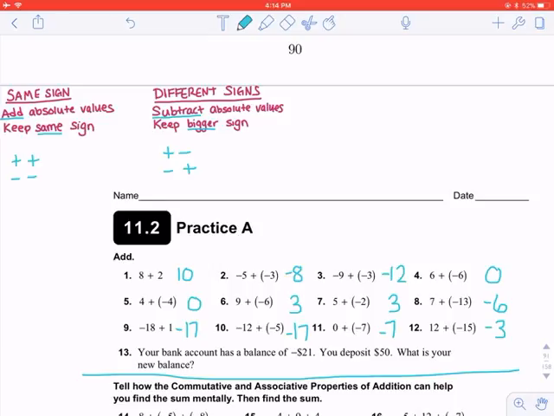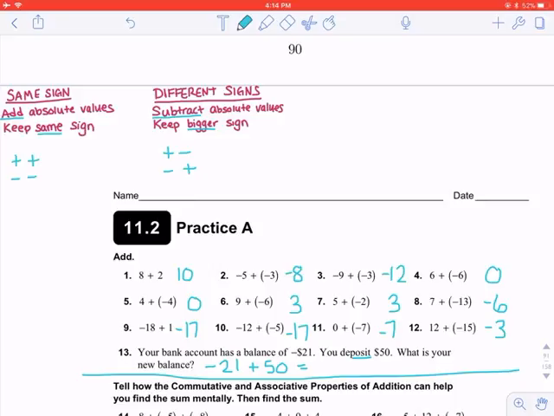On number 13, it's a word problem. So we see that we have negative $21 in our account, and we deposit 50. That's plus 50. Remember, deposit is positive. What's the new balance? So the problem is going to be negative 21 plus 50. They're different signs, so I'm going to be subtracting.